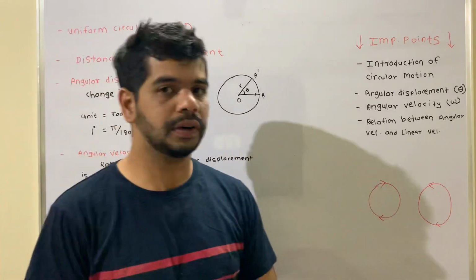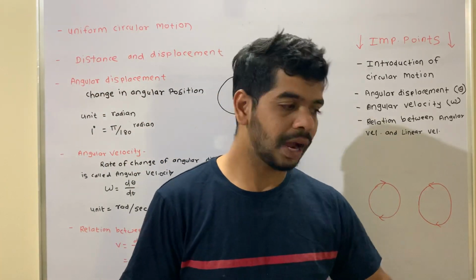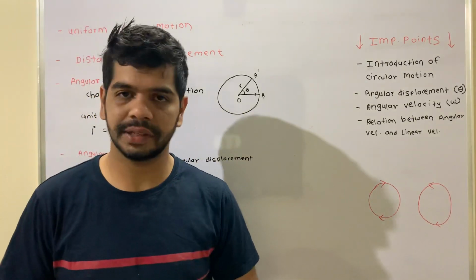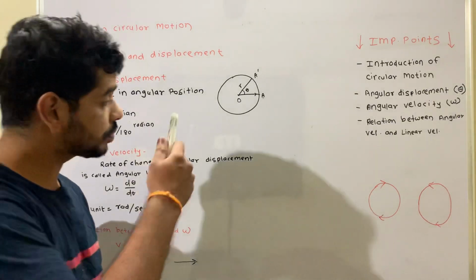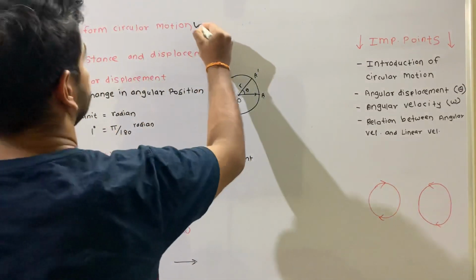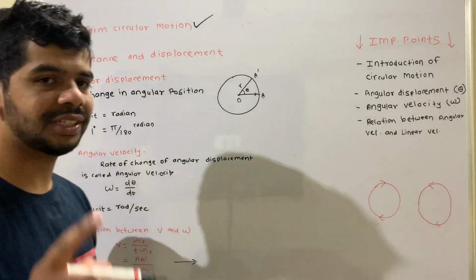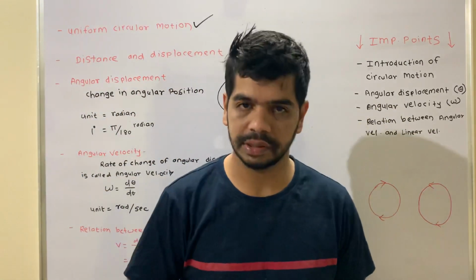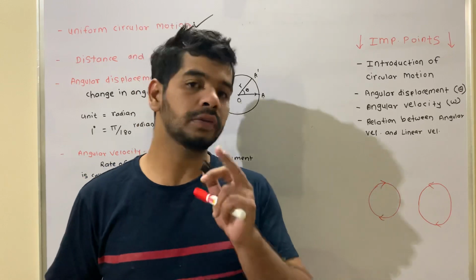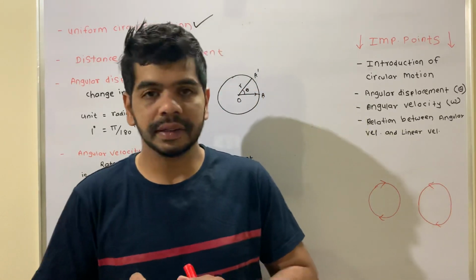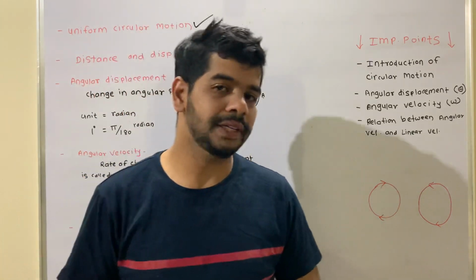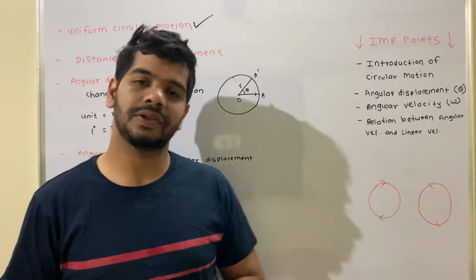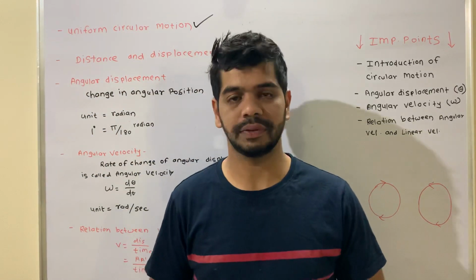Now let us start what is meant by uniform circular motion. I will discuss over here. If any doubt, you can ask me in the comment section. So let us start with the uniform circular motion. First point, uniform circular motion. Most of the students get confused between speed and velocity. So I would like to clear one thing. The speed is a scalar quantity and the velocity is a vector quantity. What is scalar and what is vector? I will explain, no worries.